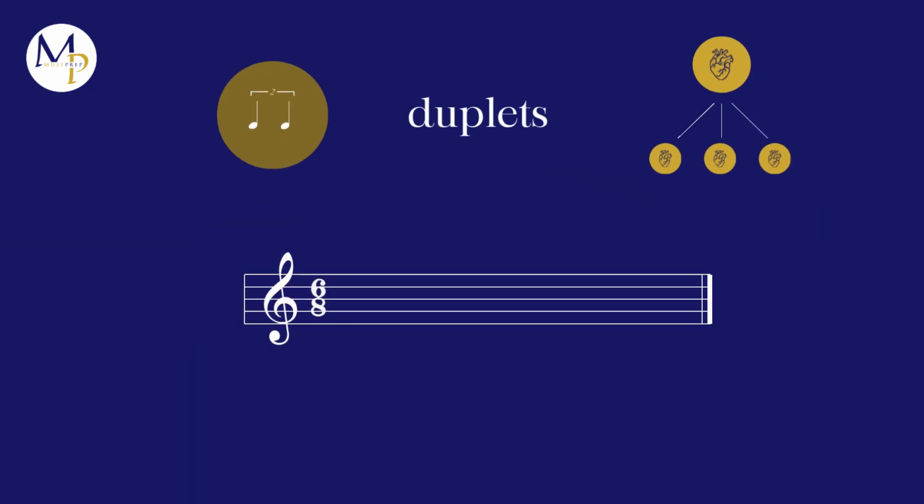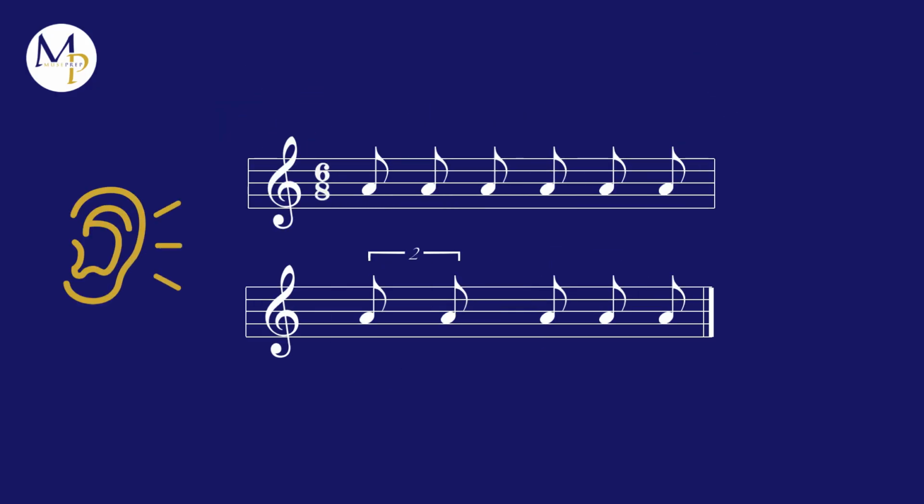Here, the pulse consists of 2 beats, each subdivided into 3 eighth notes. If you want to fit 2 notes into the duration of such a beat instead of 3, you need to notate a duplet. As a result, duplet eighth notes are slightly longer than the regular eighth notes of the meter. Listen to this example.